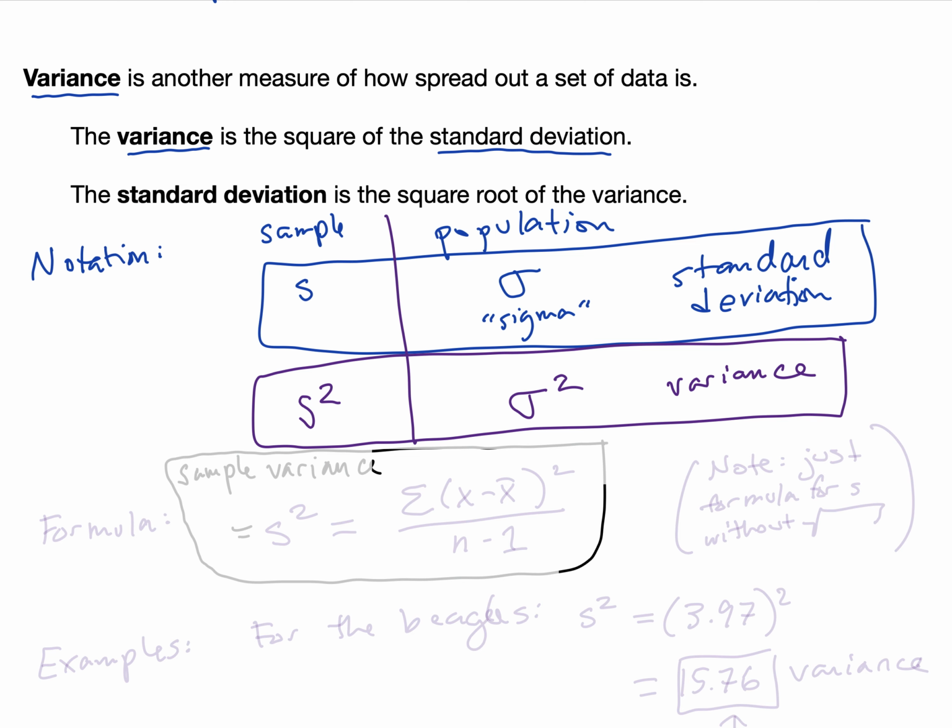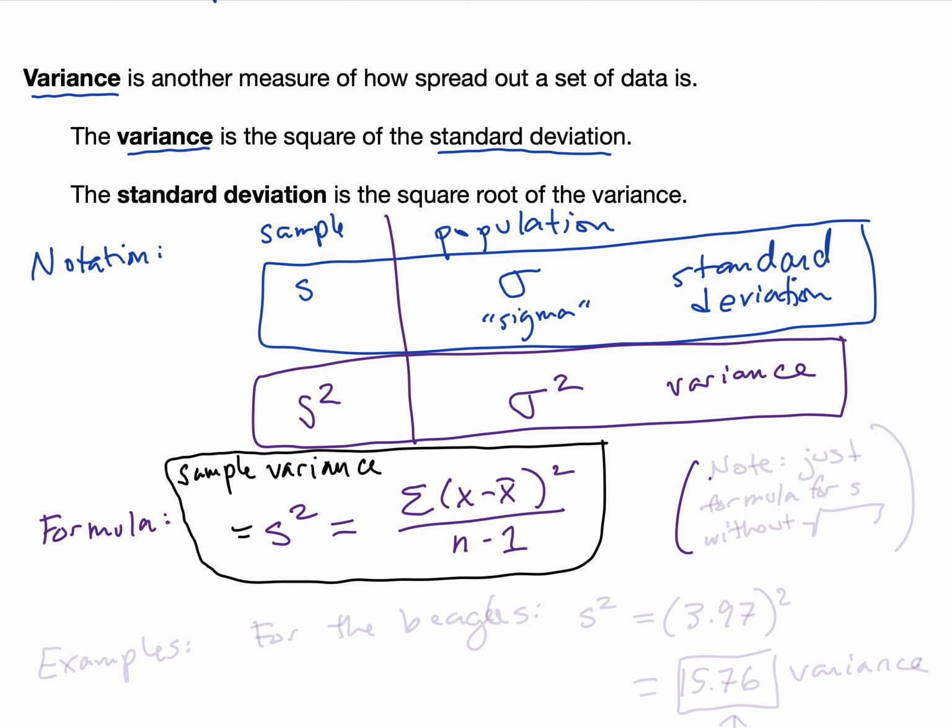And if we think about the formula, it would be basically just the formula that we have for standard deviation, but we don't take the square root. So the formula for the sample variance would be the sum of each data value minus the mean squared divided by the sample size minus 1. And note, this is just the formula for the sample standard deviation S without the square root, because square root and square are inverse operations of each other. So before we take the square root, we have its square.